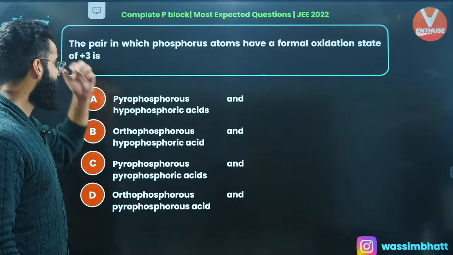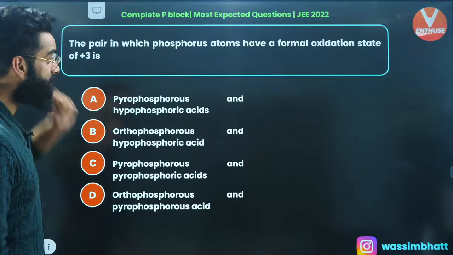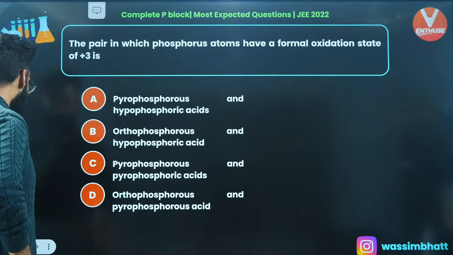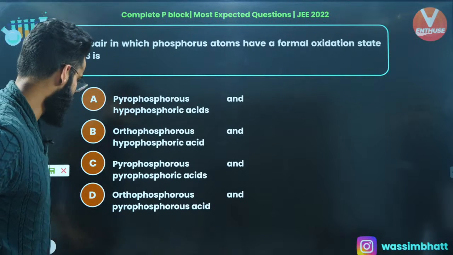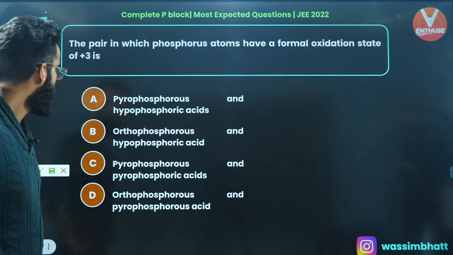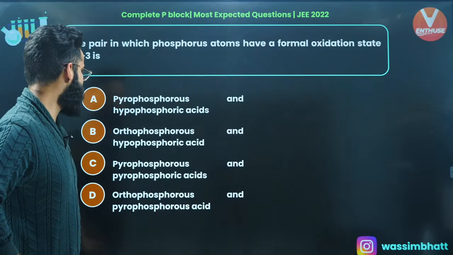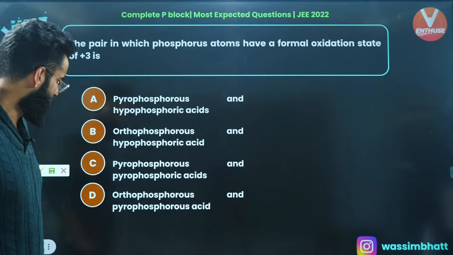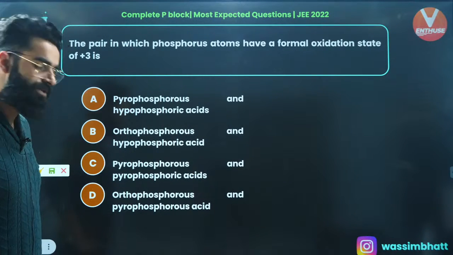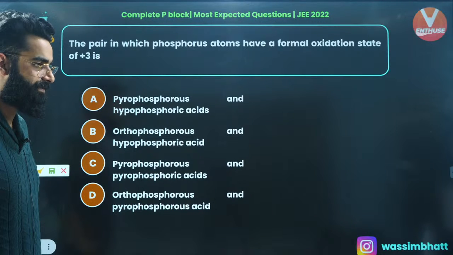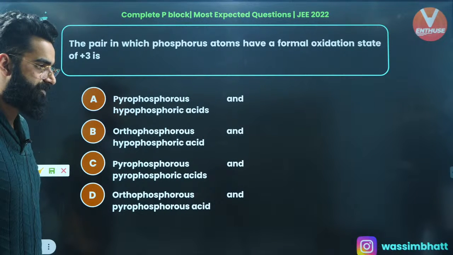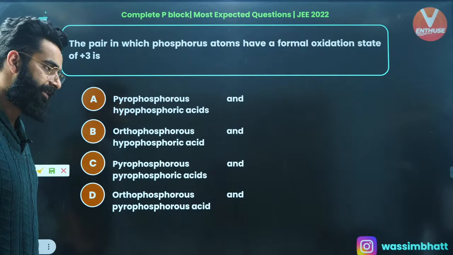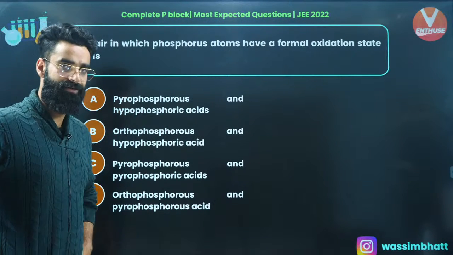Okay, the pair in which phosphorus atoms have the formal oxidation state of +3. Wherein do you see the oxidation state of phosphorus as +3? What do you think, my dear people? Is it pyrophosphorus and hypophosphoric acids? Similarly, you can check the rest. What do you think about this one? Absolutely, Darshini, you are perfectly right. It's going to be option D.